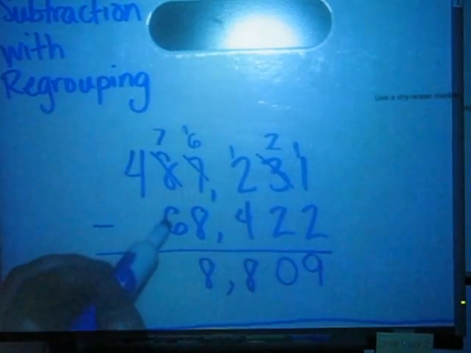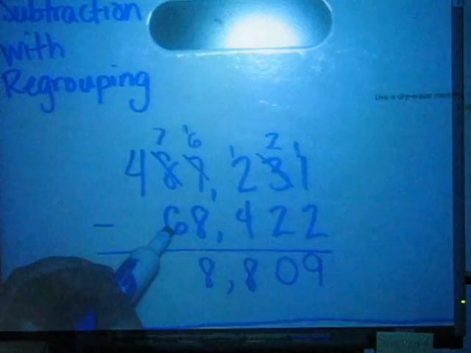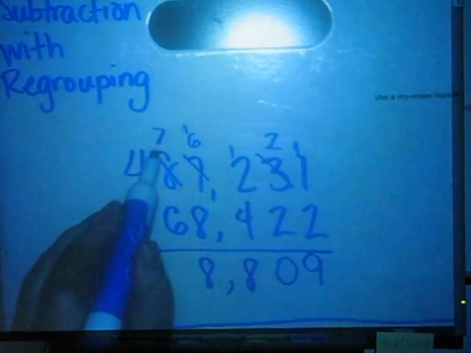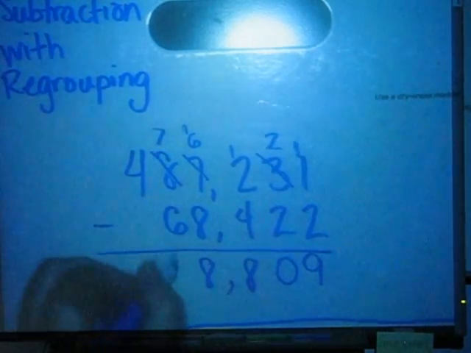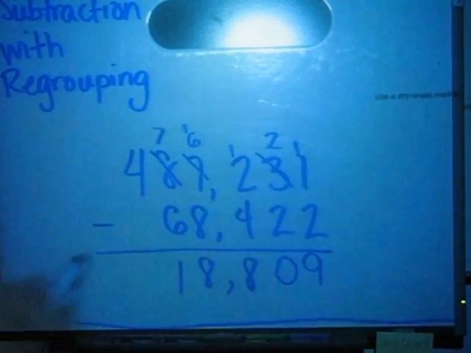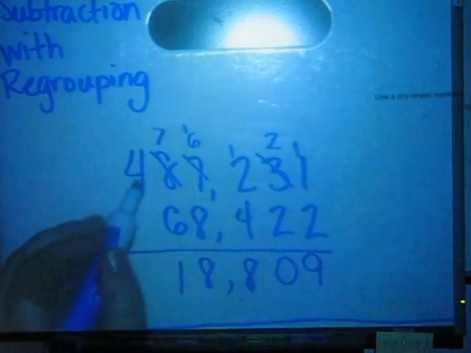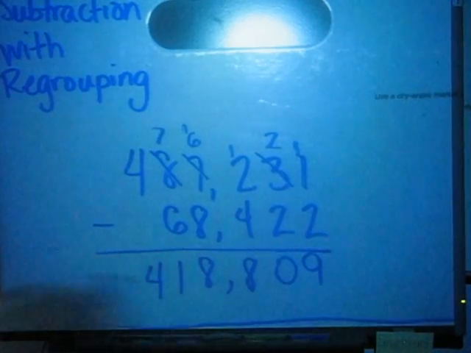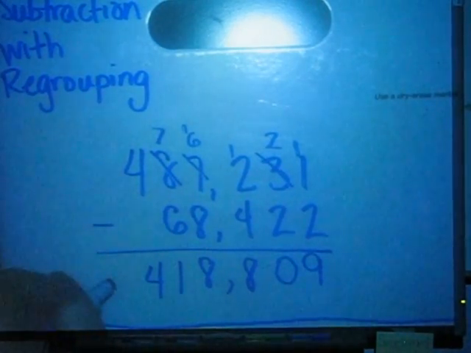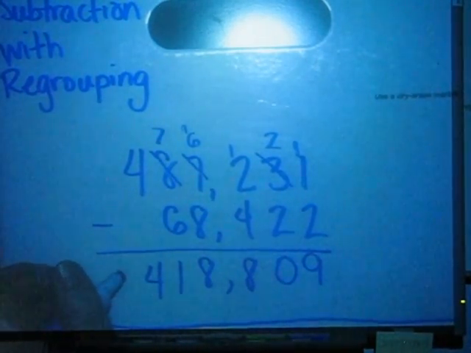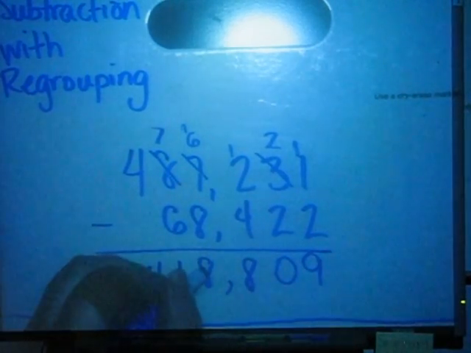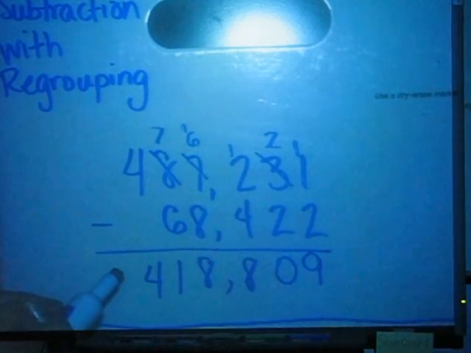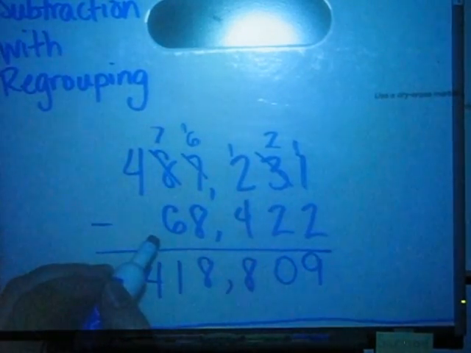Now I have 7 minus 6. Can I take 6 away from 7? Yes, I can, because 7 is bigger. So 7 minus 6 is 1. This column's done. So I move to the next column. 4 minus nothing is 4. This column's done, and I'm done with the problem. So my answer is 418,809.